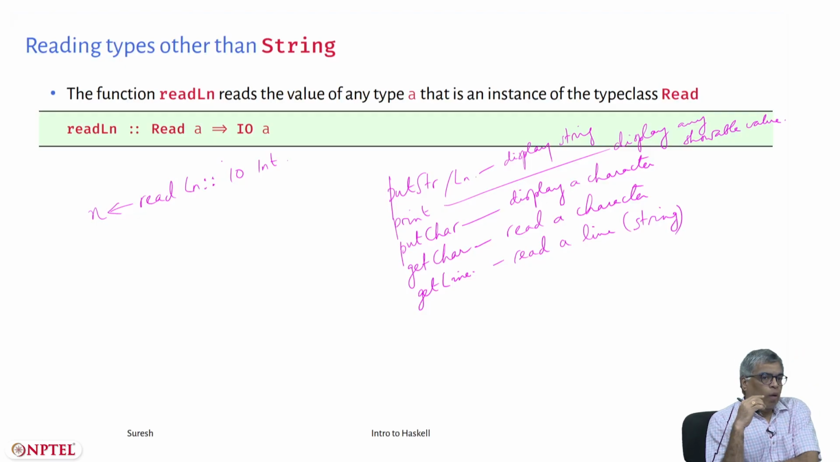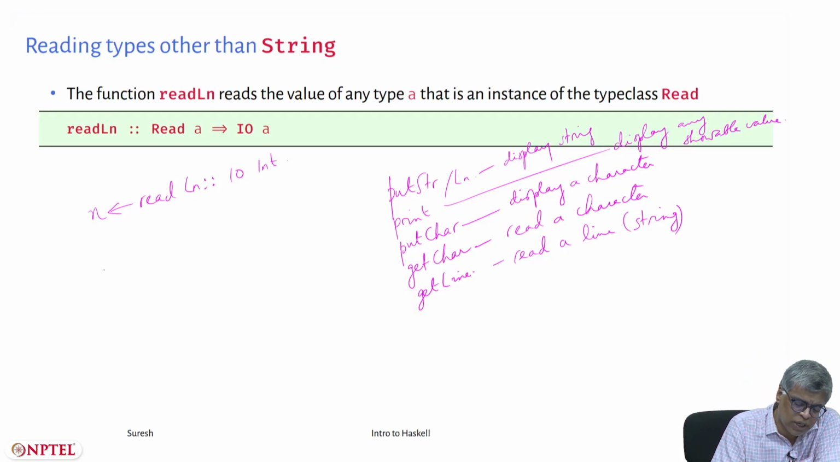Why? Because if you just say read line, Haskell won't know what you want to read it as. The user is producing an input, so you need to tell it, I need to read this as an integer. But sometimes, if it can figure out the type from the context, that is fine. Then you don't need to say read line IO int.